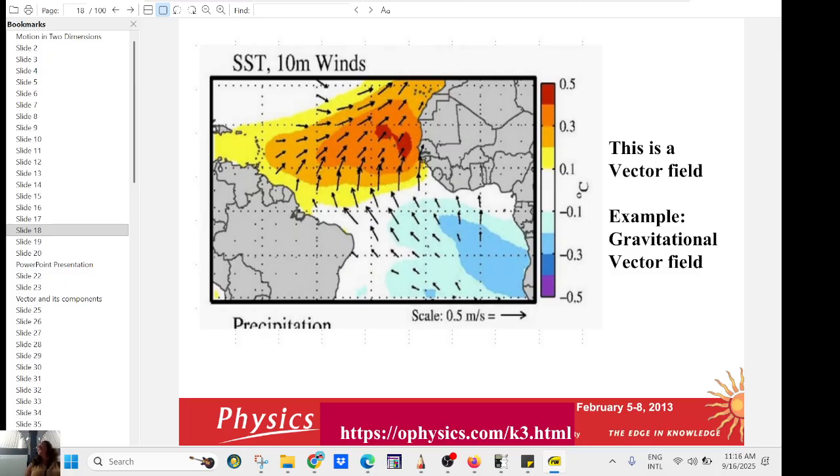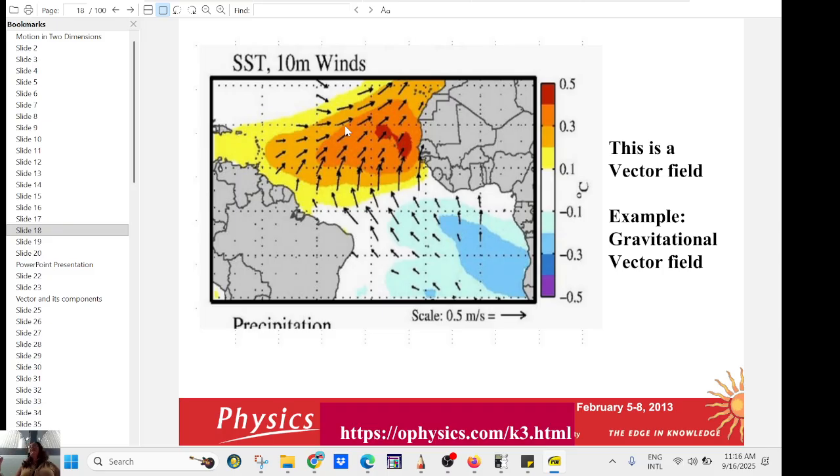Okay, so let's take some examples where vectors are useful. This is the wind, and this is called a vector field. At every point in space, you have a direction, which way, and a magnitude, how strong is the wind. Direction, which way it's blowing, and how strong the wind is.